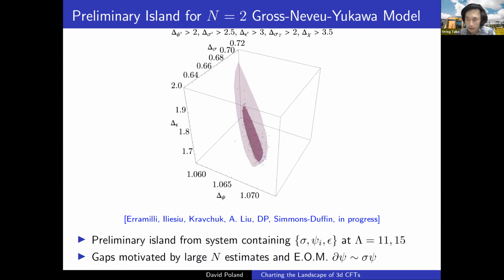Any other question for David? Yeah, perhaps a bit of a naive question. When you say that the bounds are rigorous, is it mathematically rigorous, or could you miss some little island or something when you do these exclusion plots?